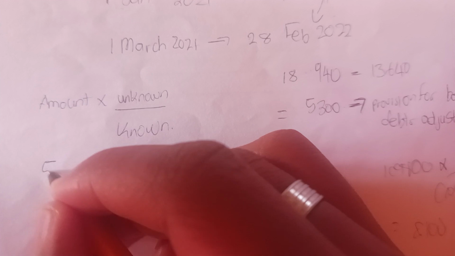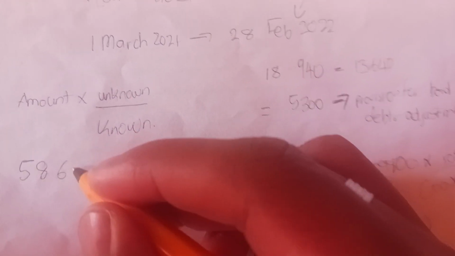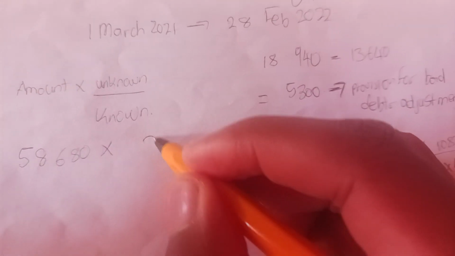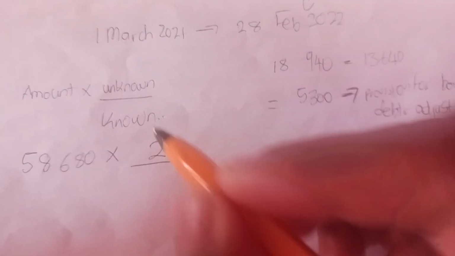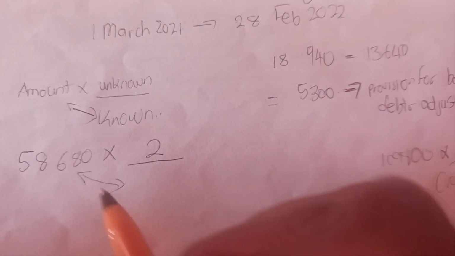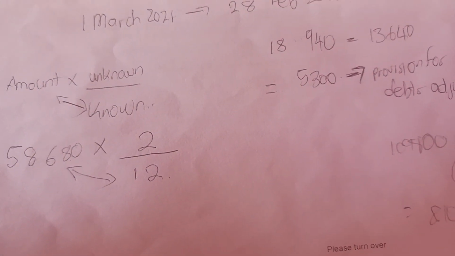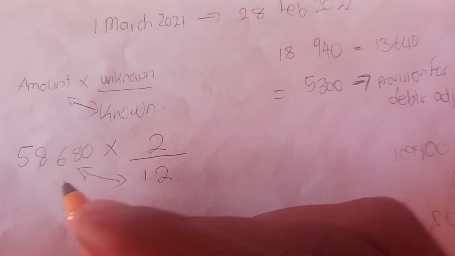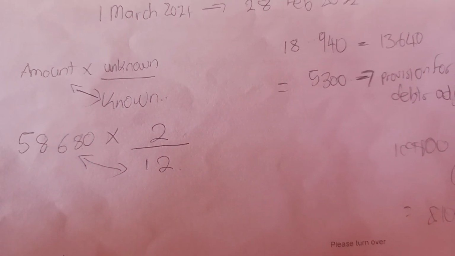So we have the amount is 58,680 as given for the insurance. The unknown is 2. We're dealing with months, so it's 2 months. What we know is that, remember, the bottom must always match the top. So this is what? 12. Remember, it's an annual insurance premium, so it's 12 months. And then that's how you do it. So it's just 58,680 over 12, or this can also be simplified to 1/6.